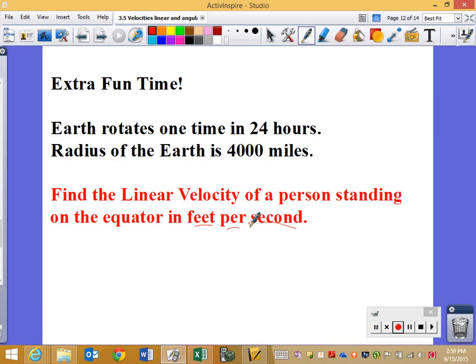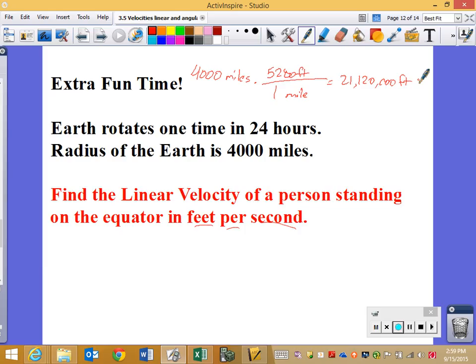We're going to need lots of space here, so I'm going to start up on top. I have 4,000 miles, and I want to change that to feet. Well, I know that 1 mile is the same as 5,280 feet. Plugging that into my calculator, I get 21,120,000 feet. So that's the radius of the Earth in feet.